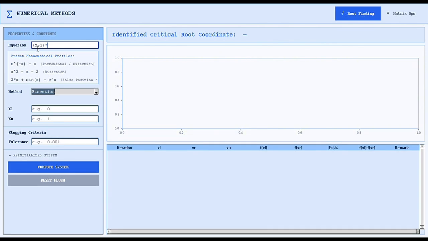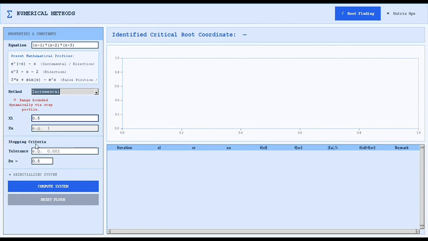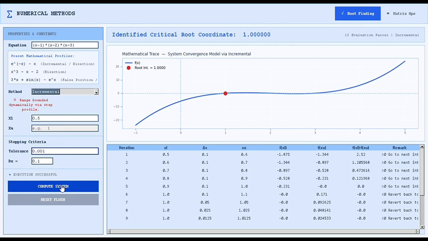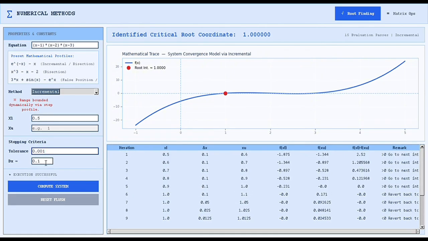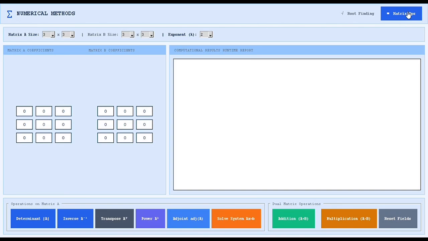Finally, for multiple roots, I use x minus 1 times x minus 2 times x minus 3. Running incremental search with xl equals 0.5, a step size of 0.1, and a tolerance of 0.001. The program successfully finds the first root at 1.0. And looking at the graph, you can clearly see the curve crossing the x-axis 3 times, at 1, 2, and 3. This is where the graphing feature becomes especially useful, giving visual confirmation that all 3 roots exist and were correctly identified.